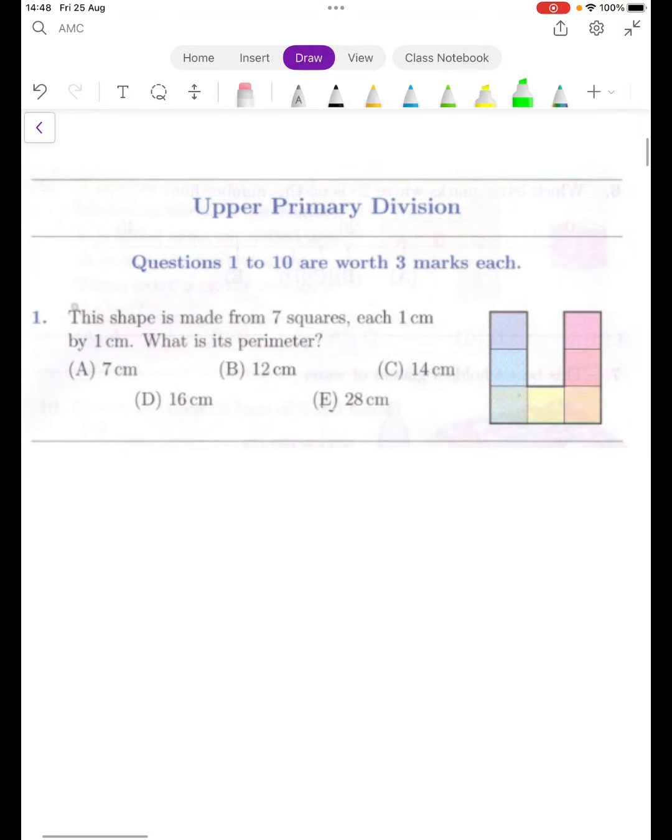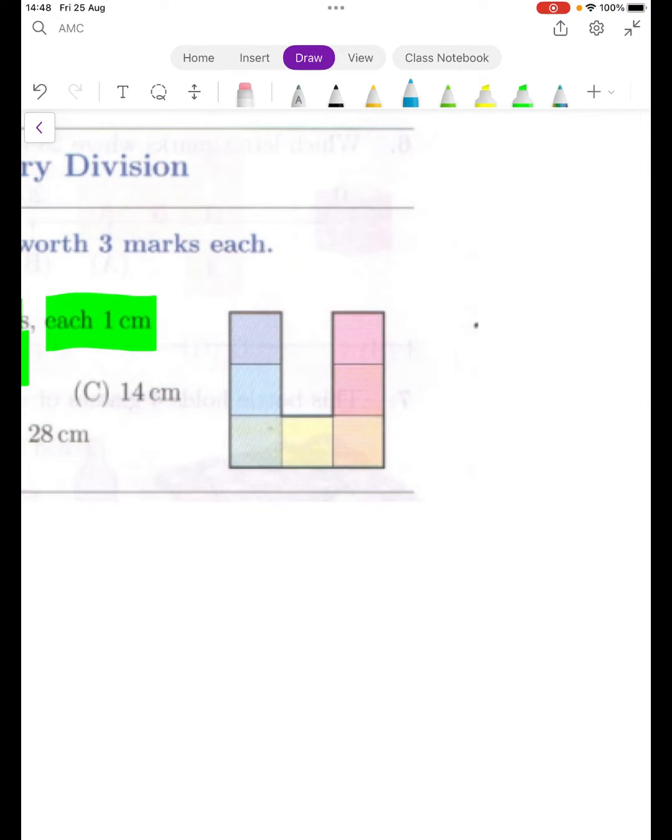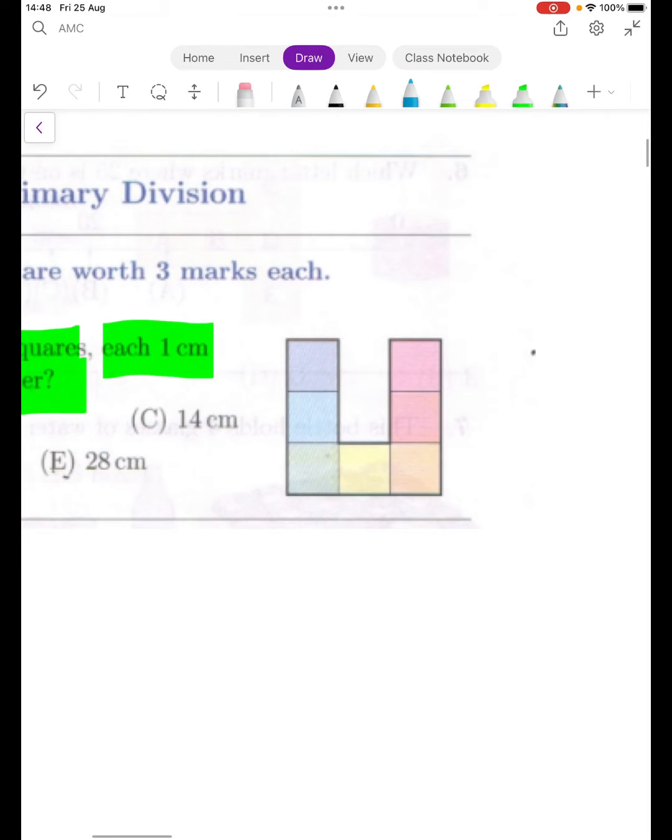Let's read the first question. This shape is made up of 7 squares. I can see the shape here. Each square is 1 centimeter by 1 centimeter. What is the perimeter? We are trying to find the perimeter. Now let's have a closer look at the shape. And it's given that each little square is 1 centimeter.